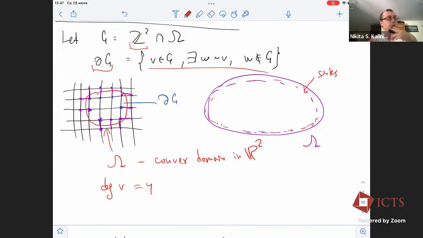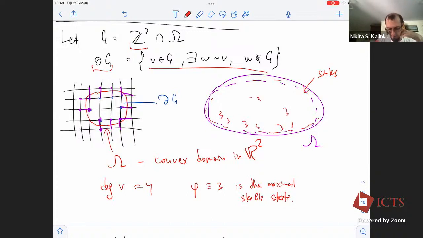And note that the degree of any vertex is 4 for all vertices. It means that, for example, the state phi identically equal to 3 is the maximal stable state. Stable means that I cannot perform any toppling. So if I put 3 everywhere inside, this state is stable. I cannot perform any toppling, and it's maximal among all stable states.